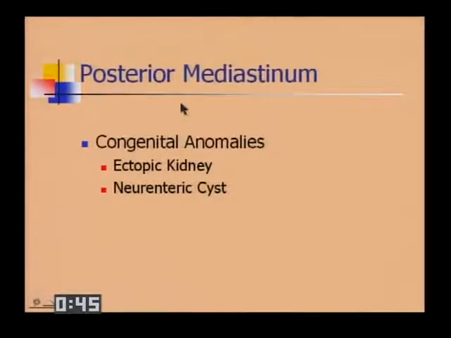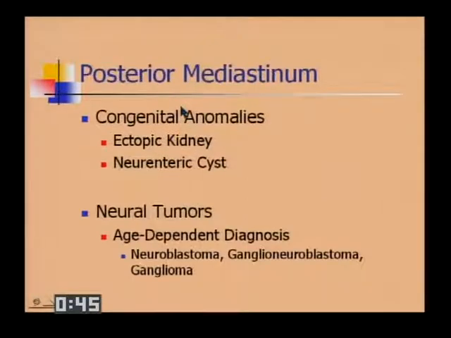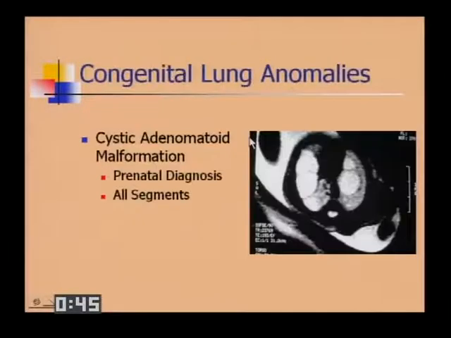In the posterior mediastinum, there are ectopic kidneys, neuroenteric cysts. Diaphragmatic hernias are sort of everywhere, so we're going to get to those later. And neuroblastomas, ganglioneuroblastomas, ganglioneuromas are also in the posterior mediastinum.